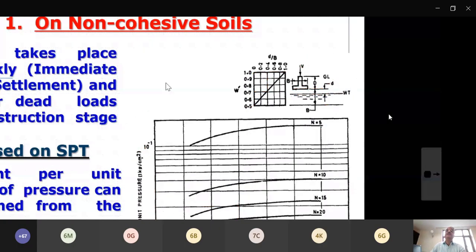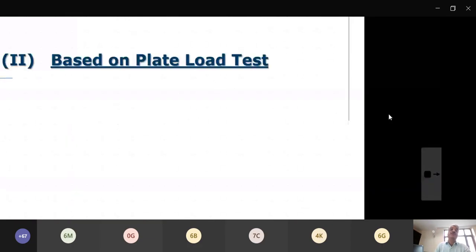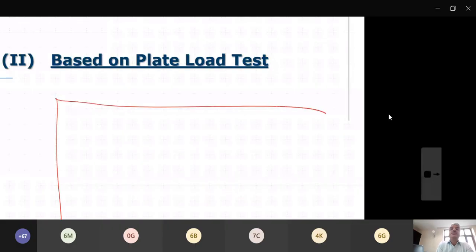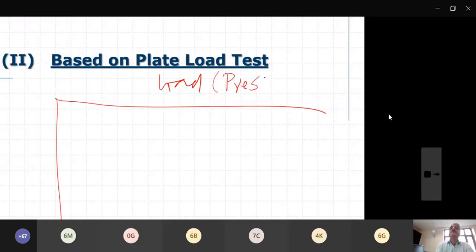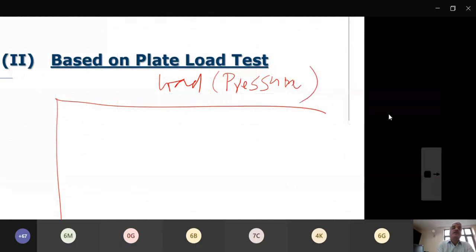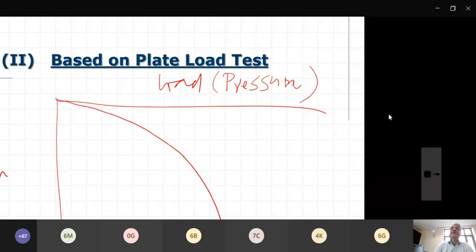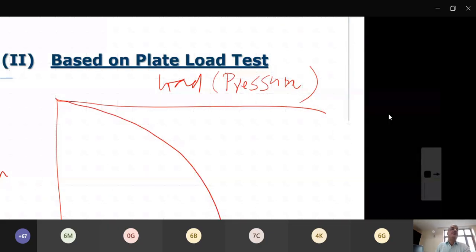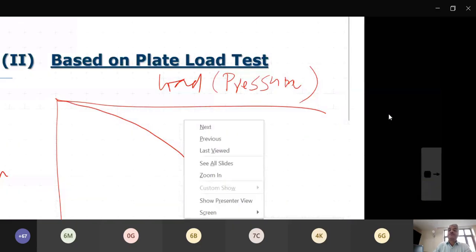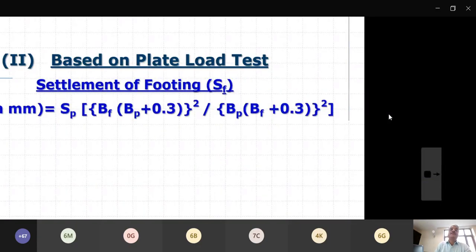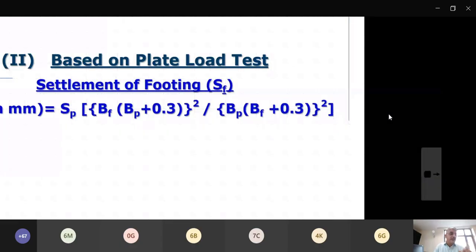So this is one way of calculating settlement when the foundation is on non-cohesive soil and you have data of SPT tests with you. Second is you have done a plate load test. Now after doing the plate load test, as you remember, you plot load or stress pressure versus settlement curve. So you will have a load versus settlement curve with you in the plate load test. So here it says settlement for footing. Now this is settlement of the plate.